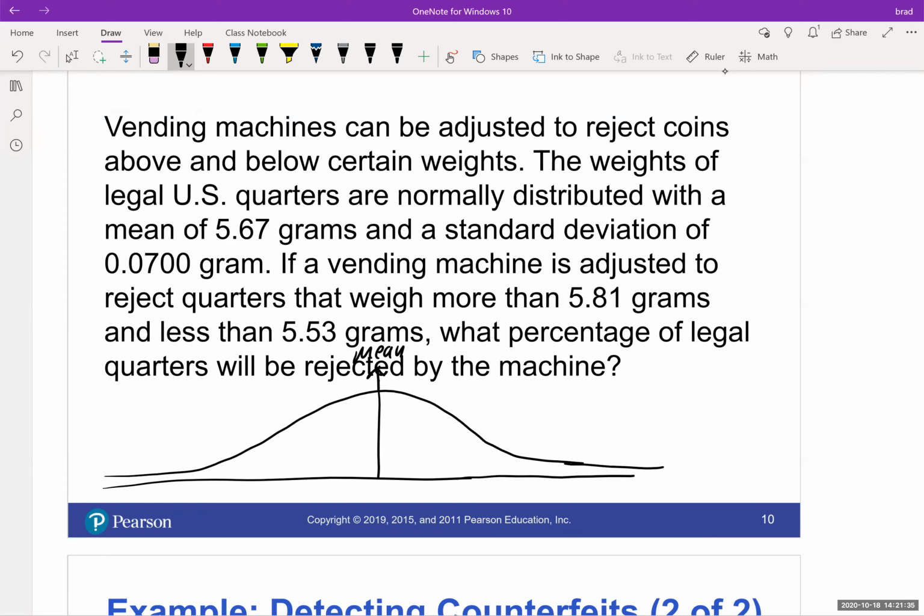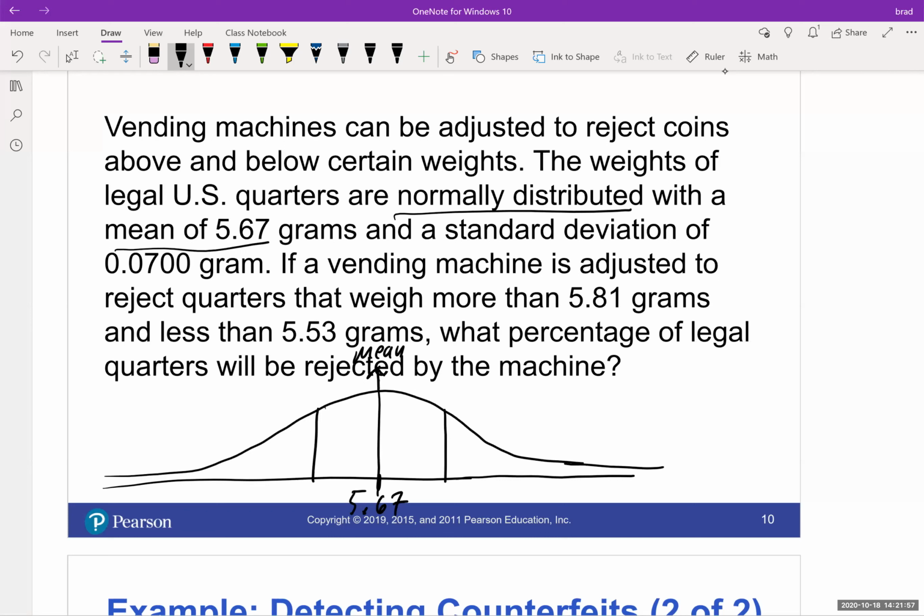Now the thing is for this problem, it says normally distributed with a mean of 5.67. So I'm going to do 5.67 right here. And then it says it has a standard deviation of 0.07. So I'm going to add 0.07 and subtract 0.07.